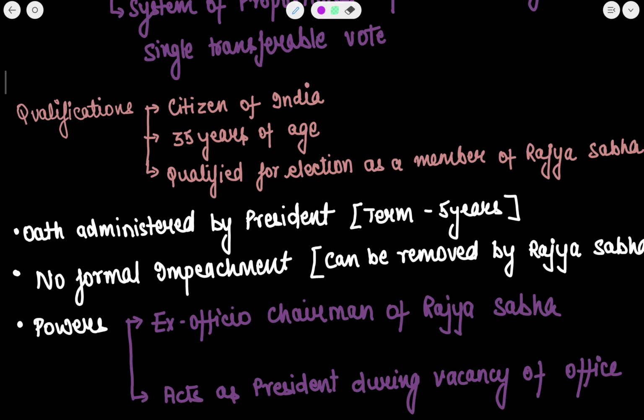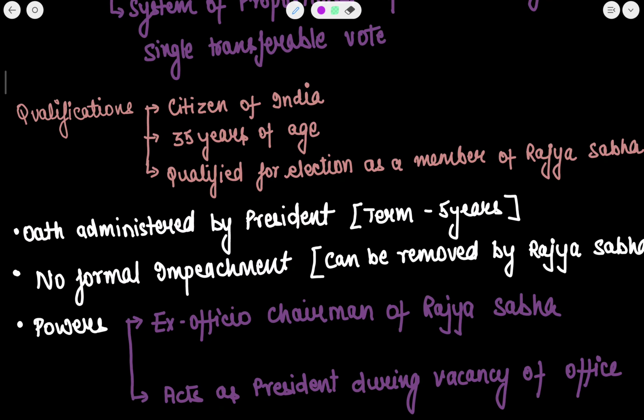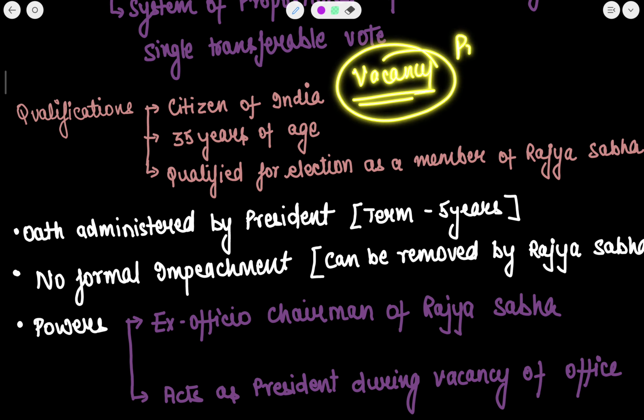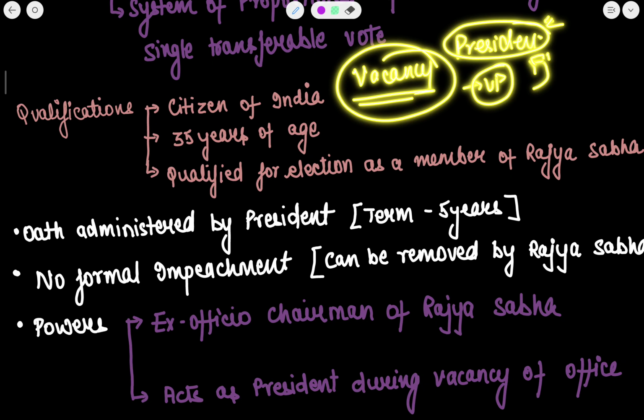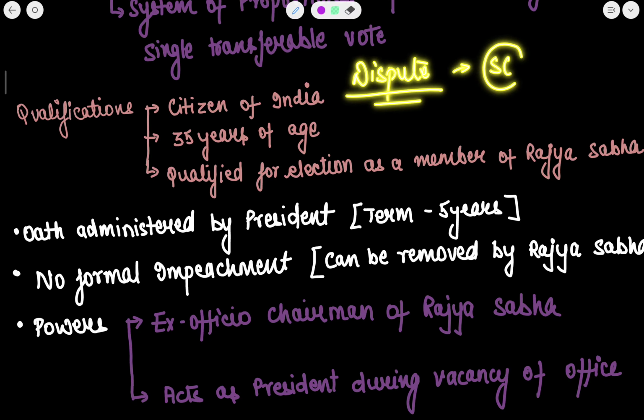Okay, next is the Vice President can continue to hold office beyond the term of 5 years until his or her successor holds the office. Okay, this is another important point. Also, I have already told you, when there is vacancy in the office of President, the Vice President acts as the President until his successor comes for the post of President. Okay. Now, what if there is a dispute regarding the election of the President? So the final decision is to be made by the Supreme Court.